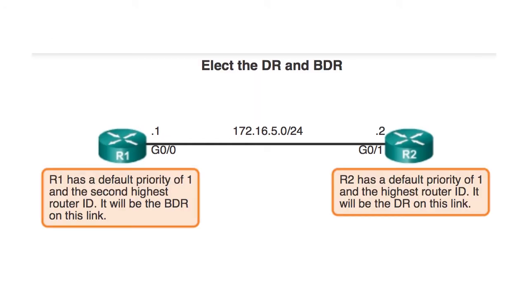The action performed in the two-way state depends on the type of interconnection between the adjacent routers. If the two adjacent neighbors are interconnected over a point-to-point link, then they immediately transition from the two-way state to the database synchronization phase. If the routers are interconnected over a common Ethernet network, then a designated router and a backup designated router must be elected.